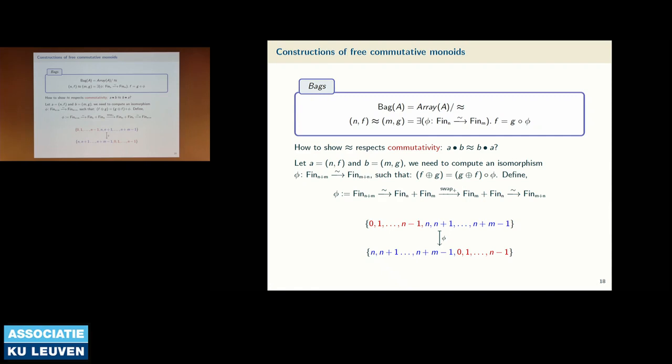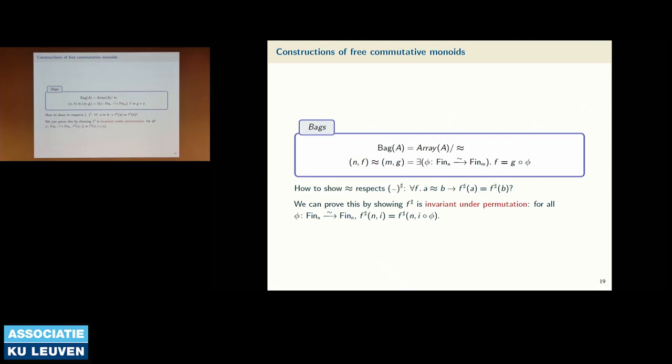Now, as an example, in order to prove that arrays form a free commutative monoid, we need to prove that the relation satisfies commutativity. So in other words, there exists some permutation on the index that would make f plus g equal to g plus f. And we can do this by just partitioning the index and then just swapping it. And since it's just a series of elementary permutations, isomorphisms, it will only be natural that the resulting phi would also be an isomorphism.